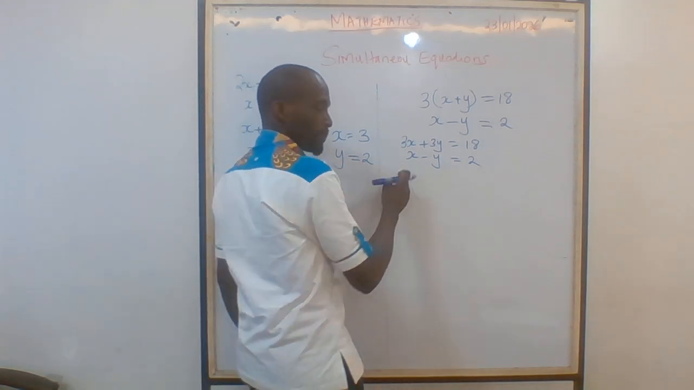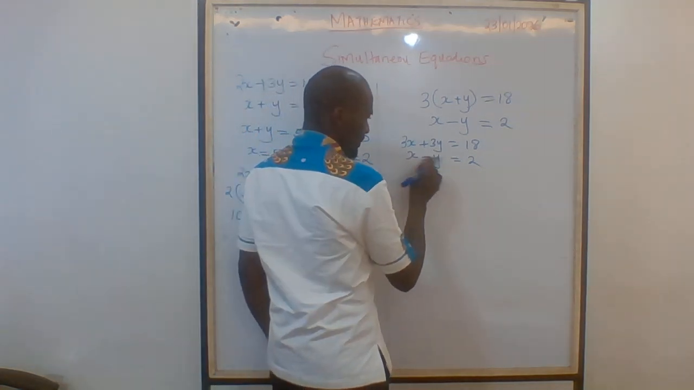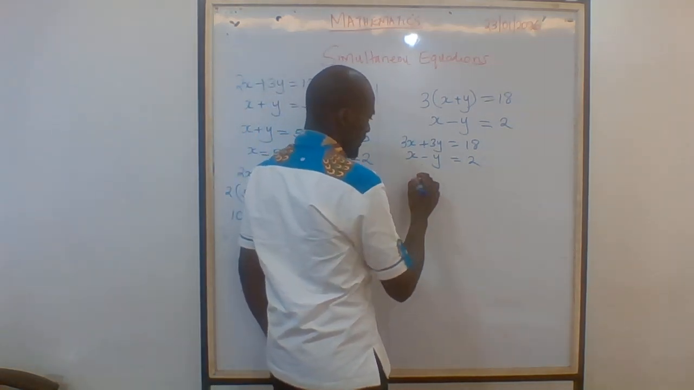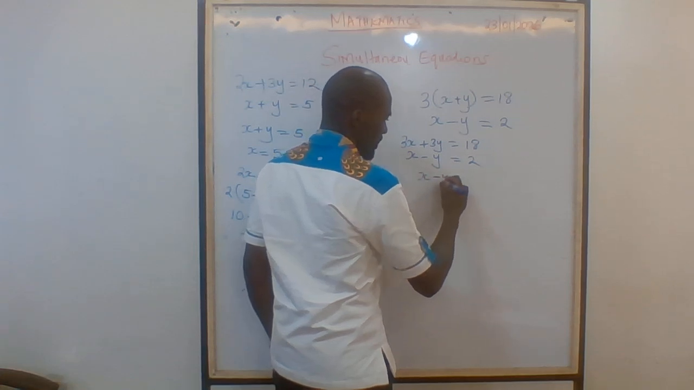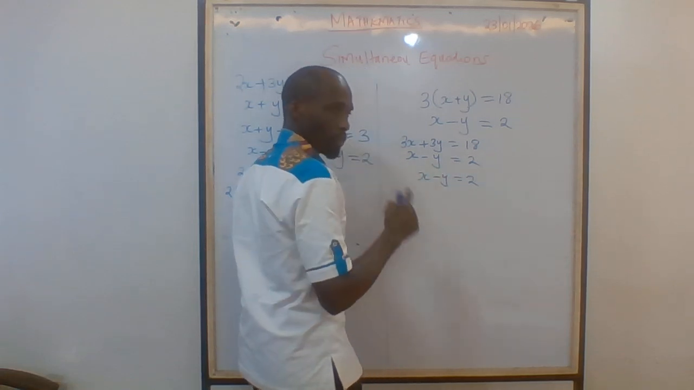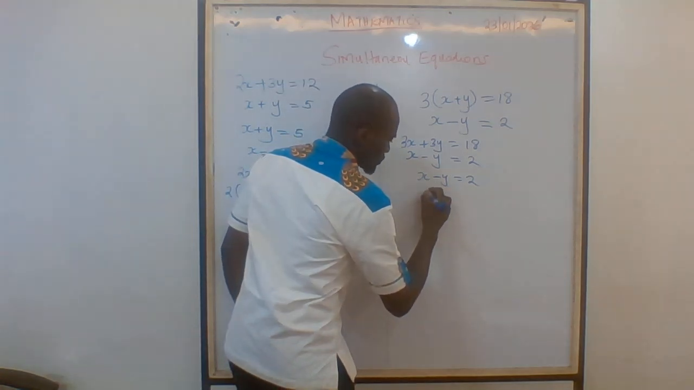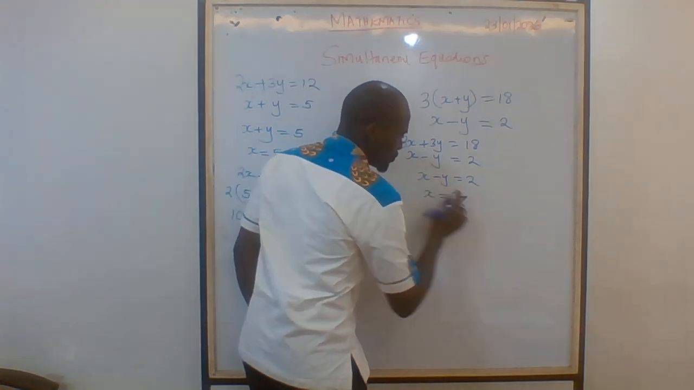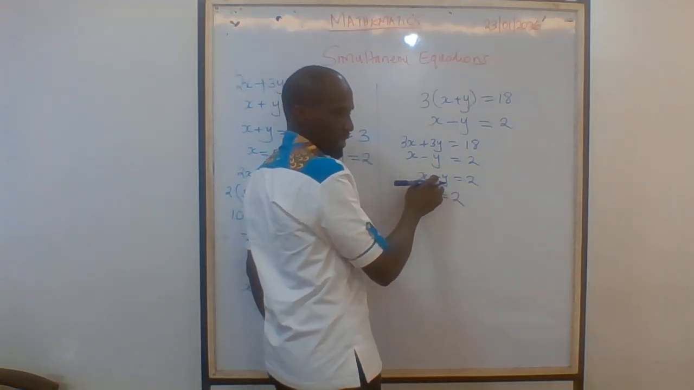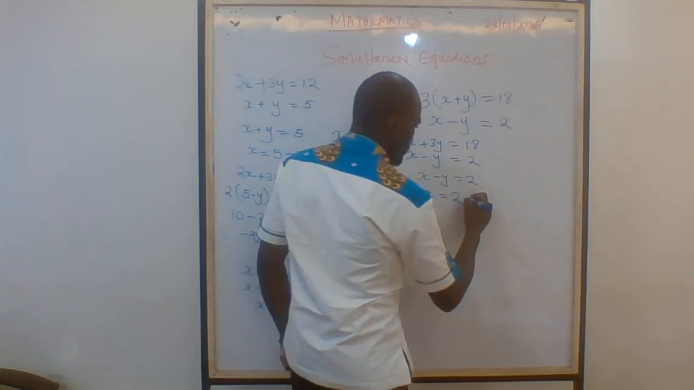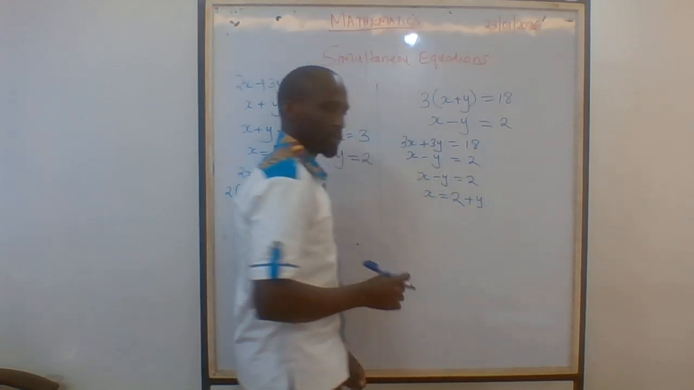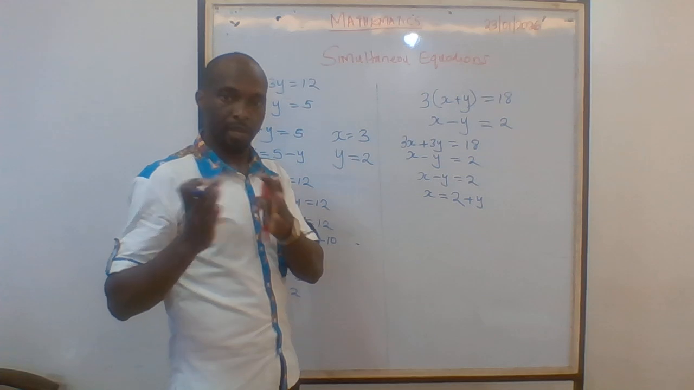So now we substitute. Once again, we can take the equation at the bottom here, x minus y is equal to 2. We want to make x the subject. So x is equal to 2, and this minus y, when we take it to the other side of the equal sign, becomes plus y. So our x is going to be 2 plus y.